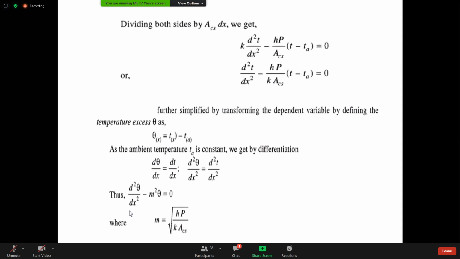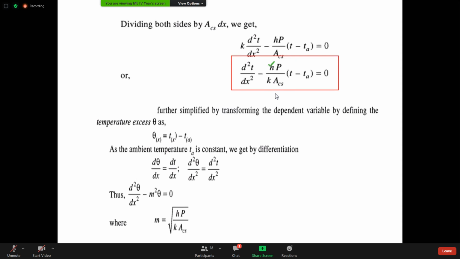So now after simplifying this, you got this equation: d square t by dx square minus hp by k into area of cross section into t minus ta. Ta is nothing but T infinity. Ta we can say ambient temperature, we can say it is T infinity, it doesn't matter, right? But here, what does it mean actually? So what is this H? The H is nothing but the convective heat transfer coefficient. P is nothing but perimeter. Already I have given the notations at the beginning of this fins.